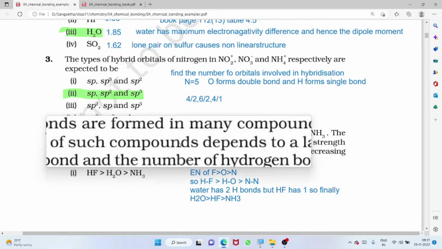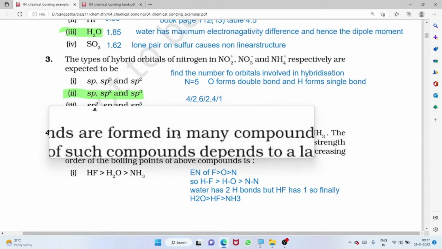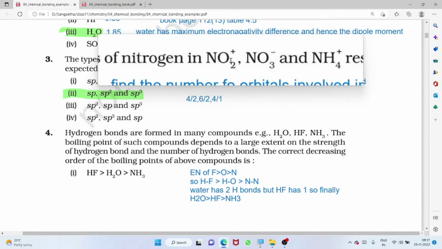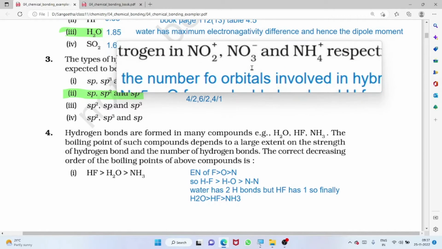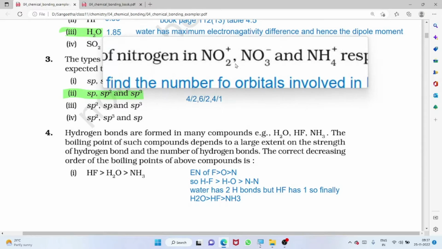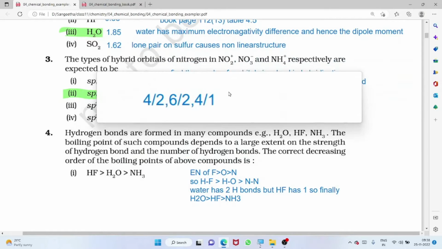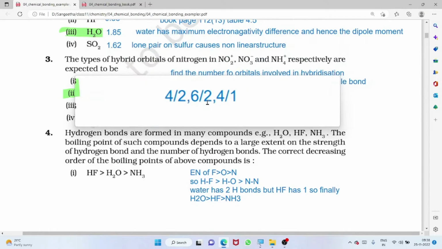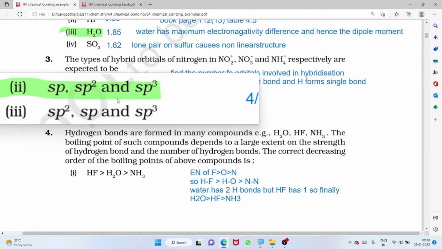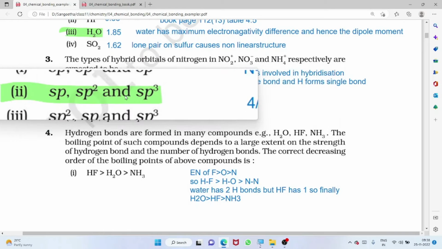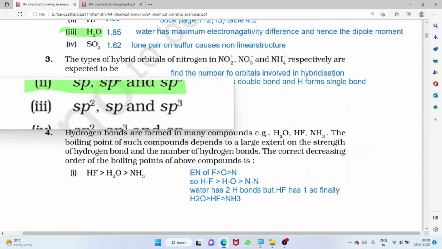The question asks for the type of hybrid orbitals of nitrogen in NO2 plus, NO3 minus respectively. Nitrogen's valence electron count is 5, but there is a plus sign, so 4. In NO3 minus there is a minus sign, so 6. Oxygen forms a double bond with nitrogen. So 4 valence electrons with a double bond gives 2 orbitals, sp. Here 3 orbitals, sp2. Here 4 orbitals, sp3, because hydrogen forms a single bond. So this is the correct answer.